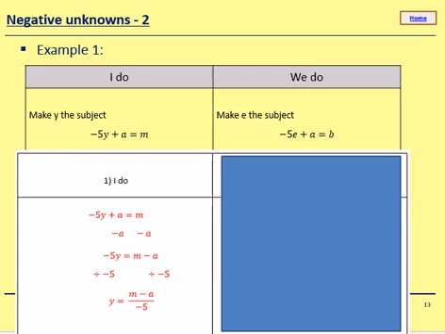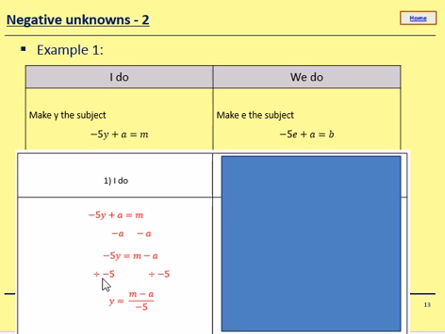So, moving on to a slightly different example, here we've got negative 5y add a equals m, and we've got to make y the subject. Now again, we've got to get rid of this a, because we want the y part on its own. So let's get rid of the a by subtracting a from both sides. That leaves us with negative 5y equals m take away a.